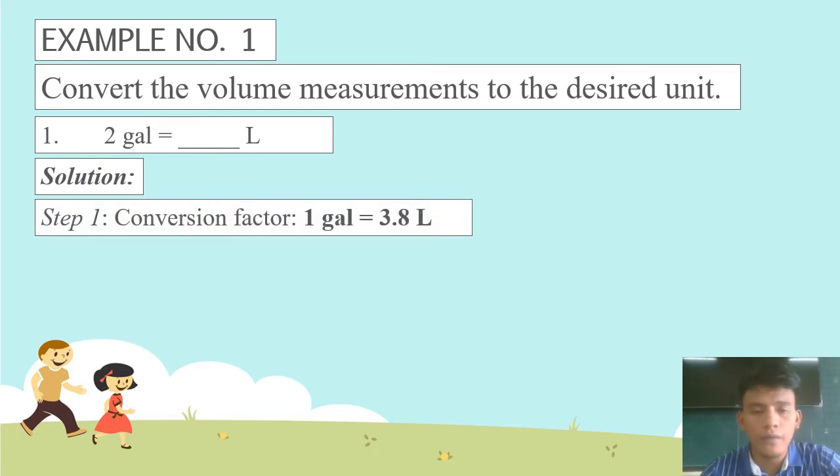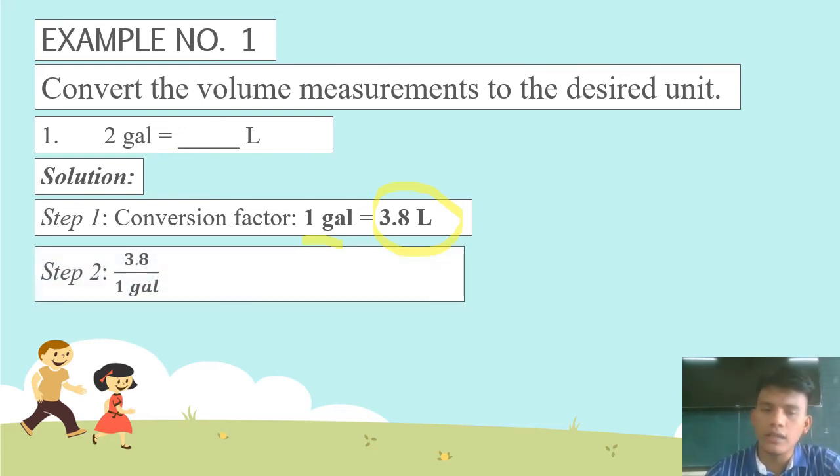Solution. Conversion. 1 gallon is equal to 3.8 liters. Step 3. 3.8 liters, I forgot to put liters here, over 1 gallon. 3.8 liters will be put at the numerator because our desired unit is liters. And 1 gallon will be put at the denominator so that we can cancel out gallon.